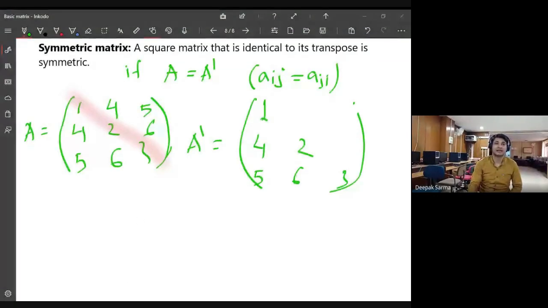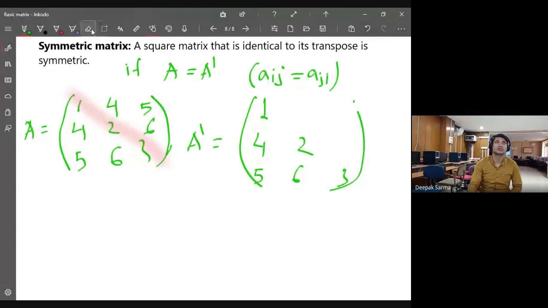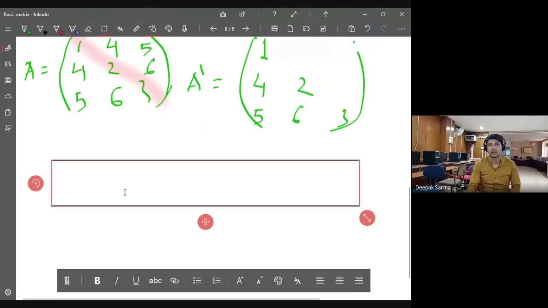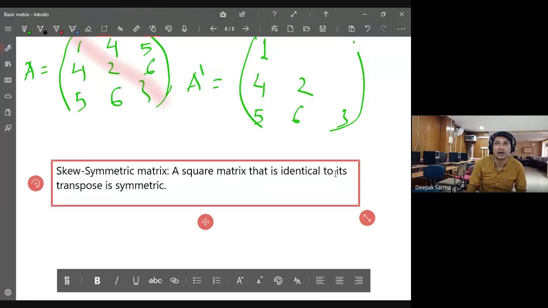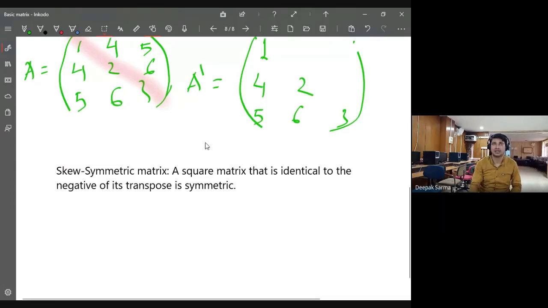Now I have another one. When we talk about symmetric, we always have another one relating to it, which we call the skew-symmetric matrix. Let me copy that and replace the term. A skew-symmetric matrix is a square matrix that is identical to the negative of its transpose.